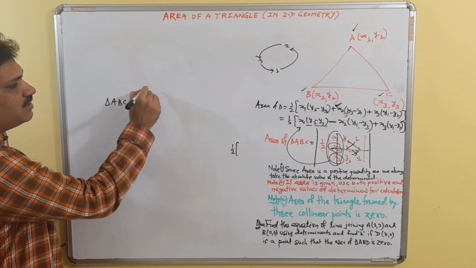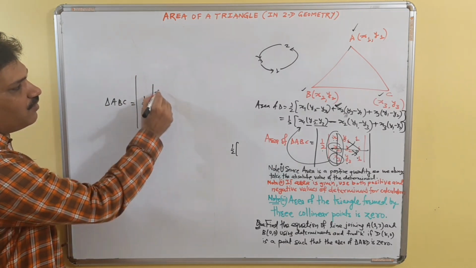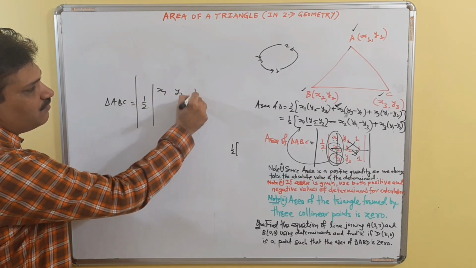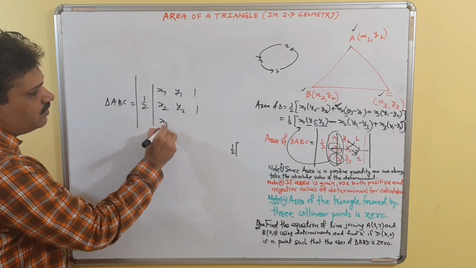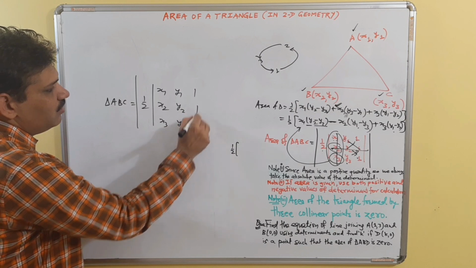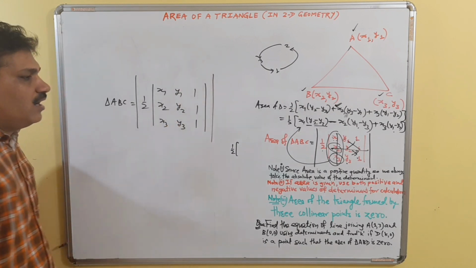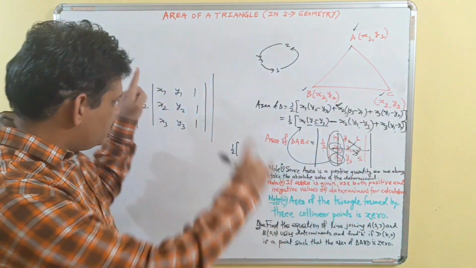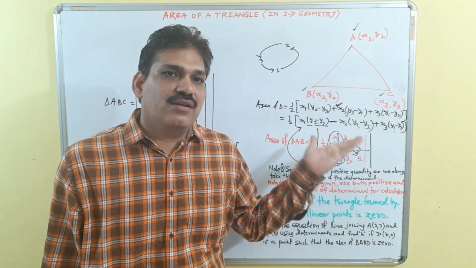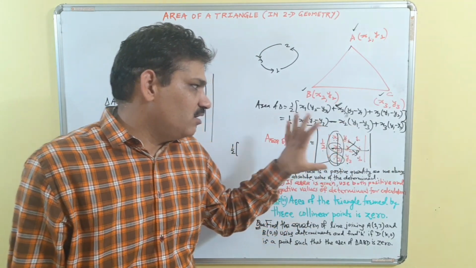Area of triangle ABC is the modulus of half of the determinant with the coordinates of the first point x1 y1 1, then the coordinates of the second point x2 y2 1, the coordinates of the third point x3 y3 1. Since the area is considered to be a positive quantity, we always take the modulus, that is the absolute value of the determinant.